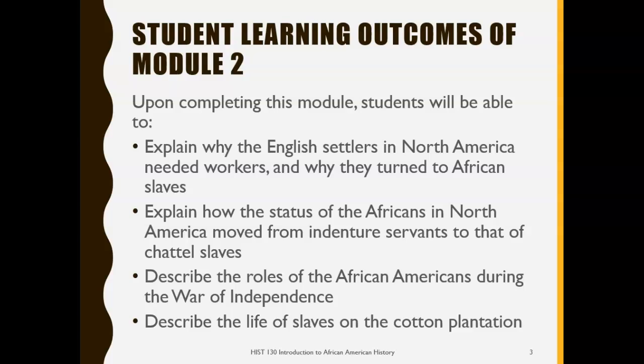Next, you should also be able to explain how the status of the first Africans who came over here moved from the status of indentured servant to that of chattel slave, and you should also be able to define these terms. Next, you should also be able to describe the role of the African Americans during the War of Independence and describe the life of the slaves on the cotton plantation and on other plantations.